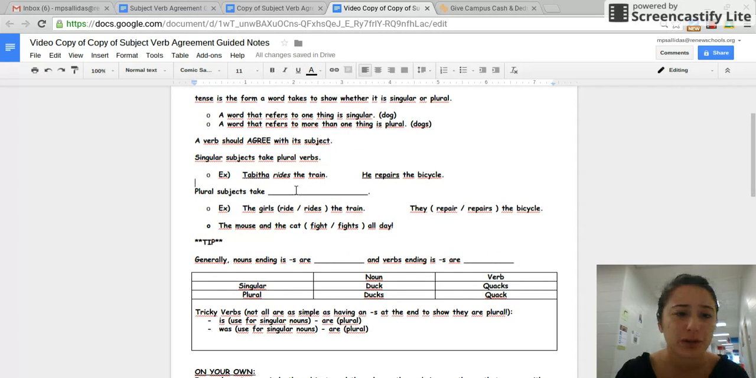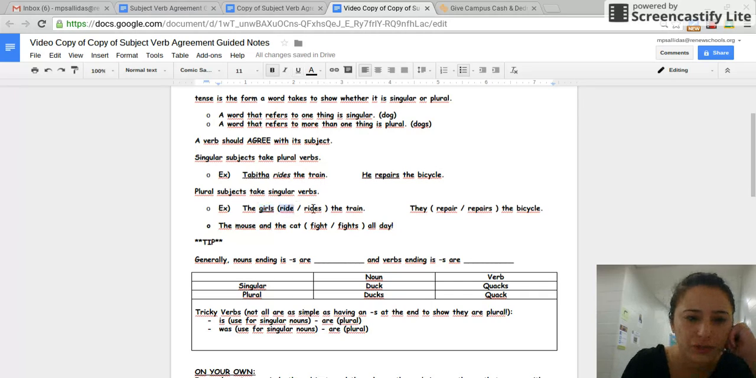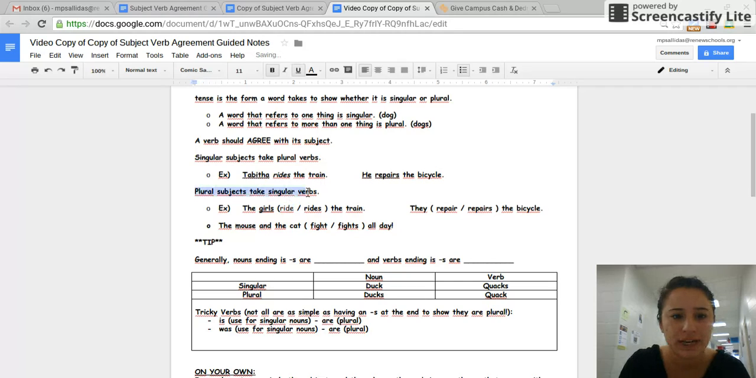So plural subjects will then take singular verbs. So if it's the girls, girls is our subject. Is that singular or plural? It's plural because there's more than one girl. And do the girls ride the train or rides the train? The girls ride, because when it's a plural subject, the verb has to be singular.